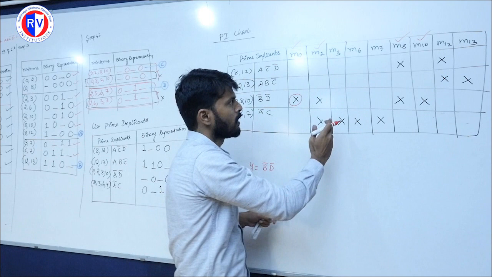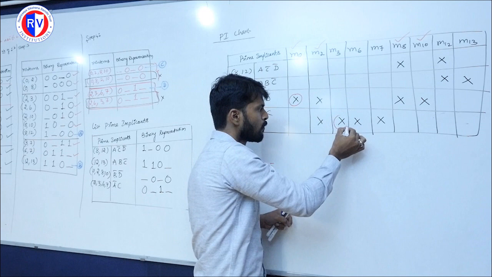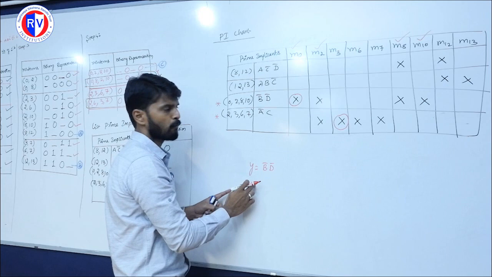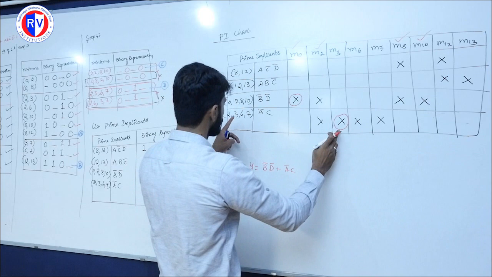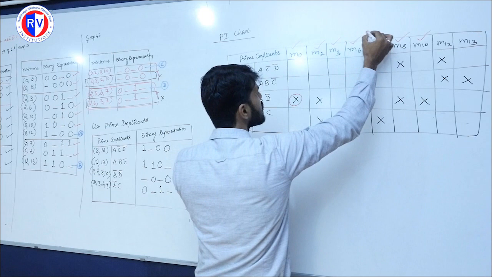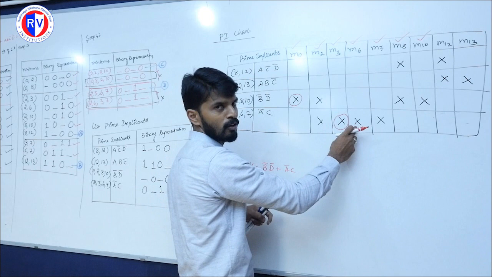In the third column, there is only one cross, so it is also fit for the final equation. I will circle that and put a star mark. This should be there in my final equation. I will take this as A bar C. So in this, which of the terms get covered here? 2 already tick mark, 3, 6, 7. Now I will come to this, because anyhow this is circled, no need to take this. This is also anyhow circled, no need to take.